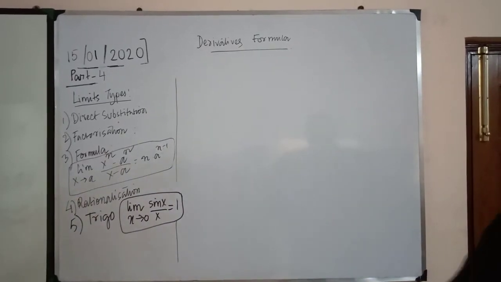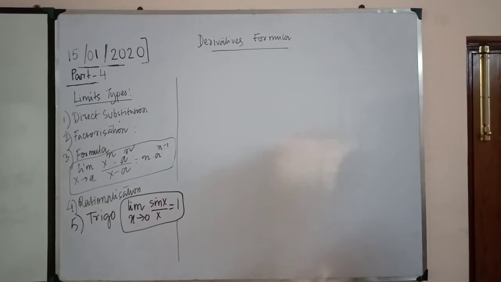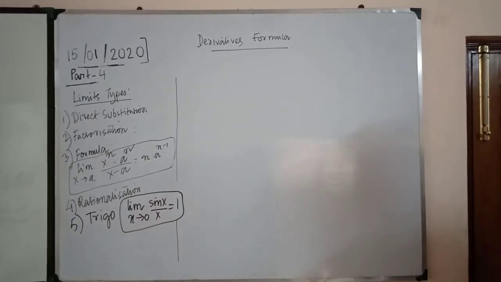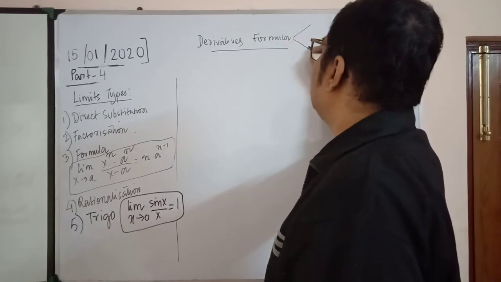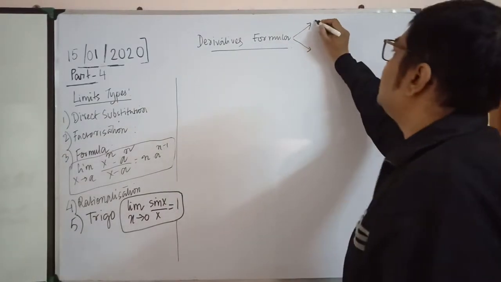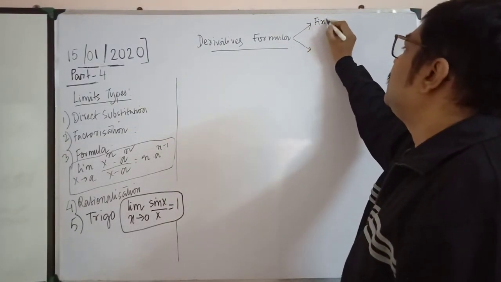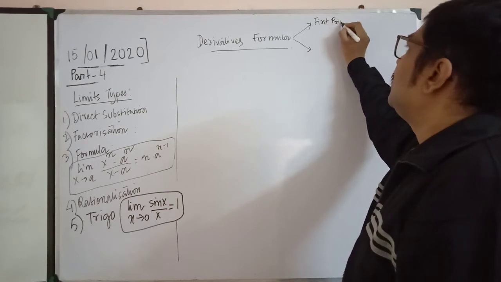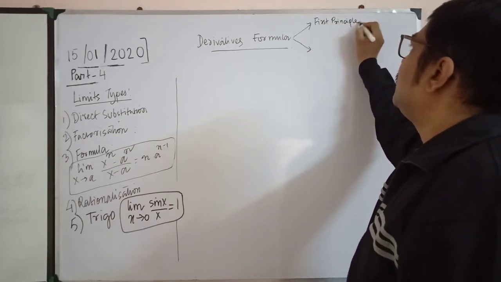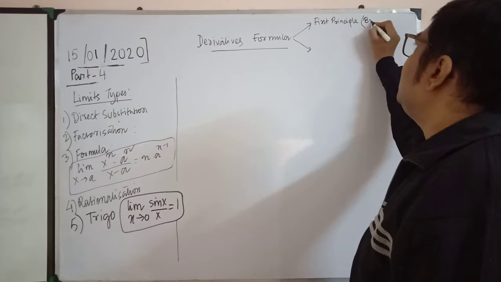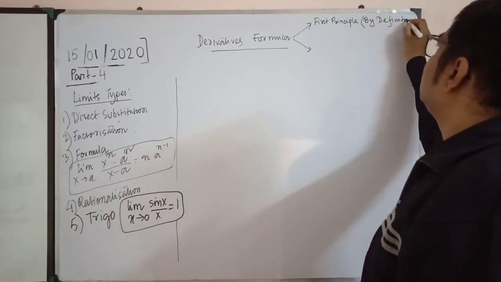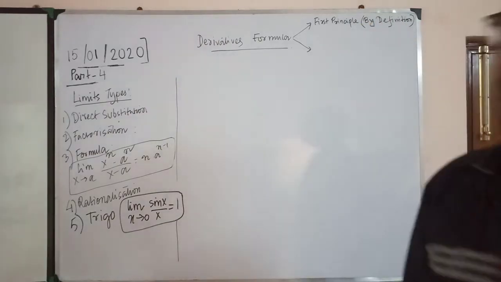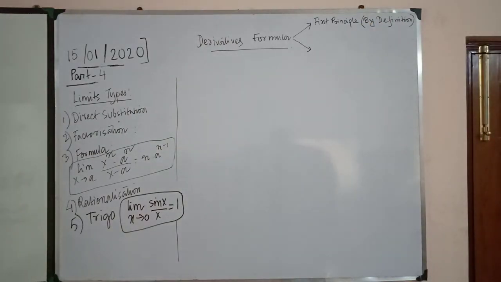So here in this part we discuss the derivatives formula. First of all, the derivatives can be done in two ways in our syllabus. This is the first principle, or by definition. So first principle or definition is actually the formula maker.